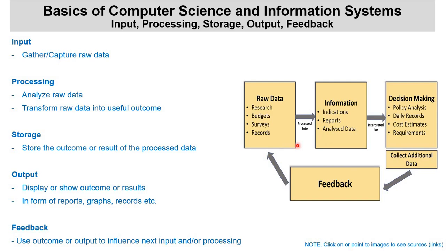And this is just an analogy of how it also works with some raw data like records and budgets. If you process that, it becomes information in terms of reports that are analyzed, and you can interpret it to be able to make decisions. And based on the decision, you can make some changes as feedback into your real data and make a better processing and decision at the end. So basically, these are the things that we want to talk about in this video.